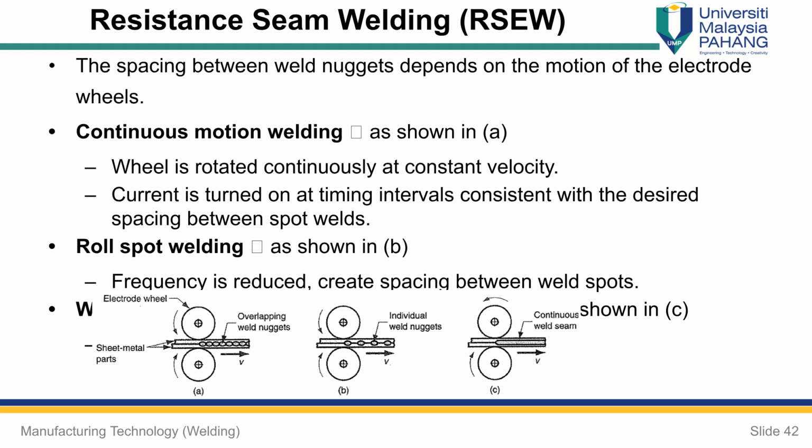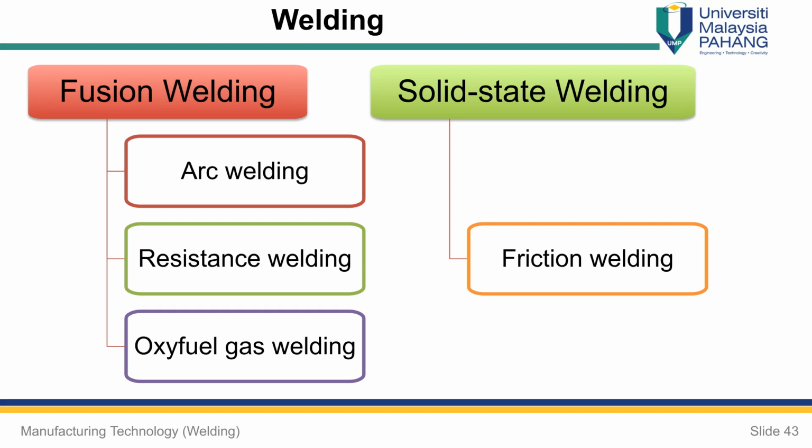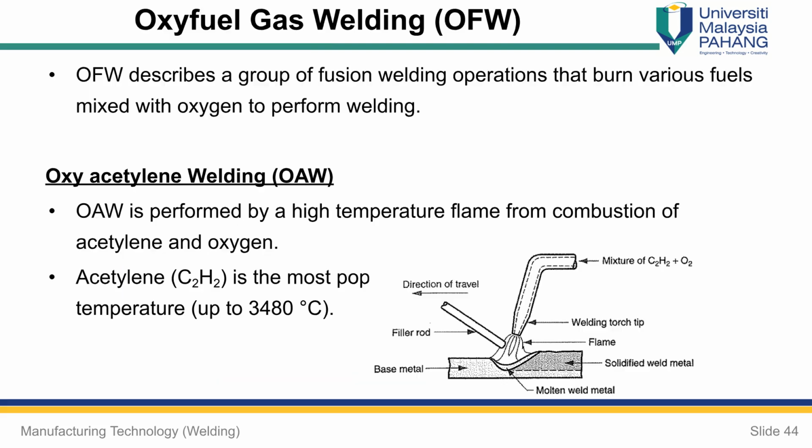Advantages of RW include no filler metal, high production rates, potential for automation, lower required welder skill than arc welding, and good repeatability. Disadvantages of RW are high equipment cost and limited joint types, mostly restricted to lap joints. The two main types of RW are resistance spot welding, RSW, and resistance seam welding, RSEW.